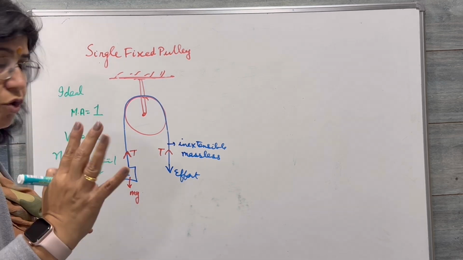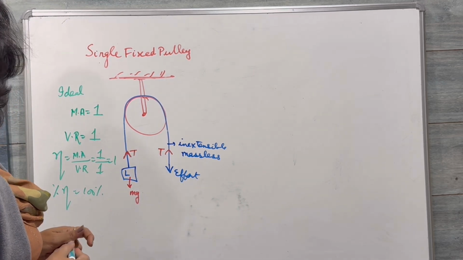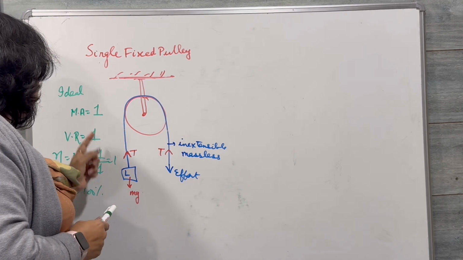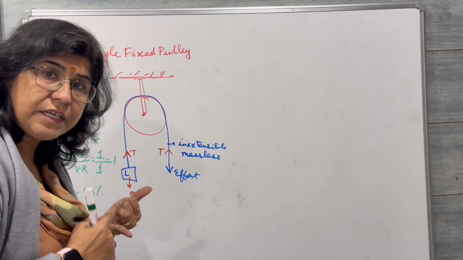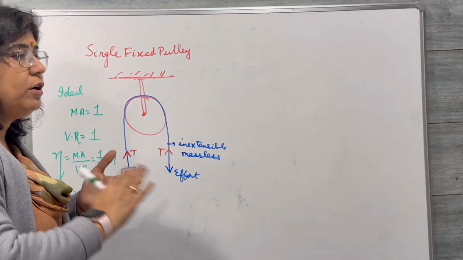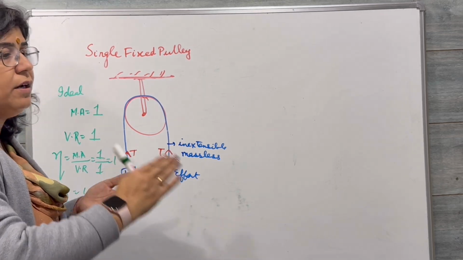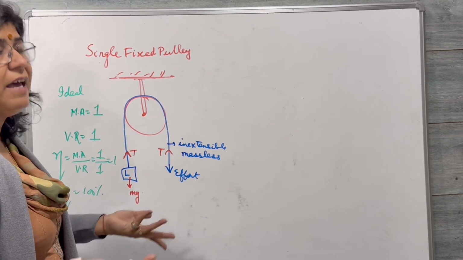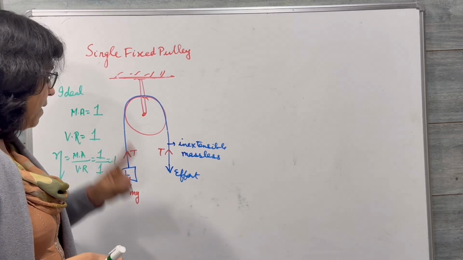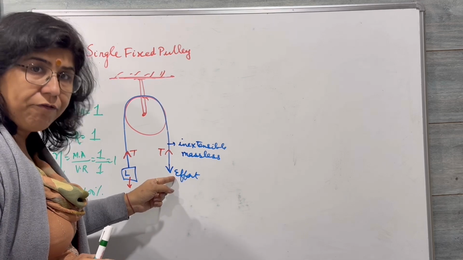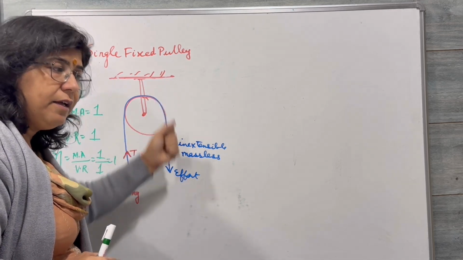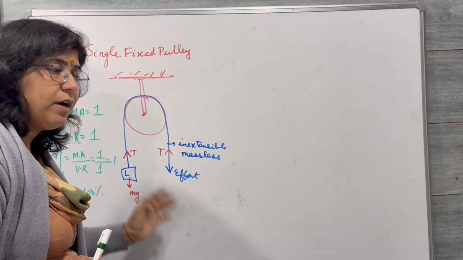These four things you should remember about this fixed pulley. Mechanical advantage 1, velocity ratio 1, efficiency 1, or percentage efficiency 100%. It is not a force multiplier. It is not a speed multiplier. Then why are we using it? Remember, it is used only to change the direction of effort to a convenient direction.